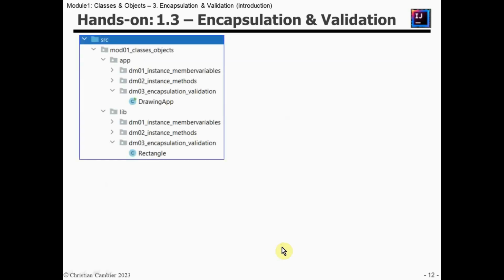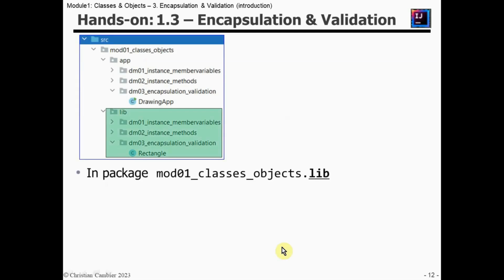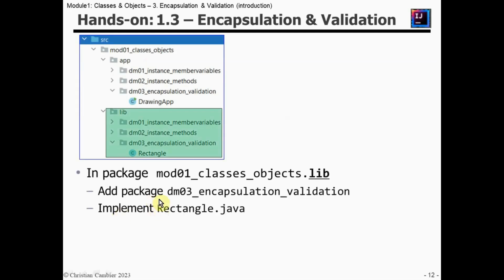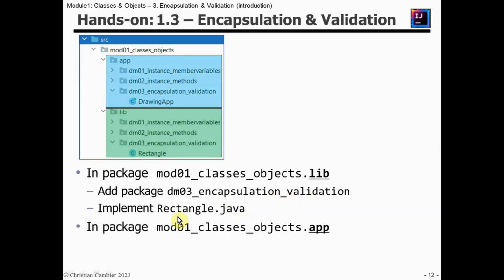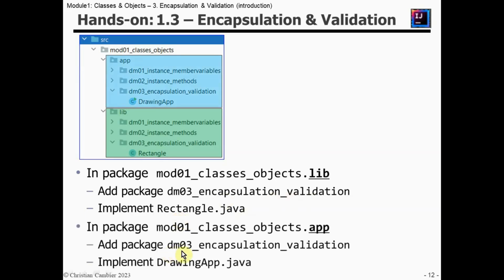So what I'm going to demonstrate is first of all, add in the lib package, the package demo03 encapsulation validation, and implement the discussed topics in the rectangle class. And in the app package, add package demo03 encapsulation validation as well, and use the new topics of the rectangle class in a new version of the DrawingApp.